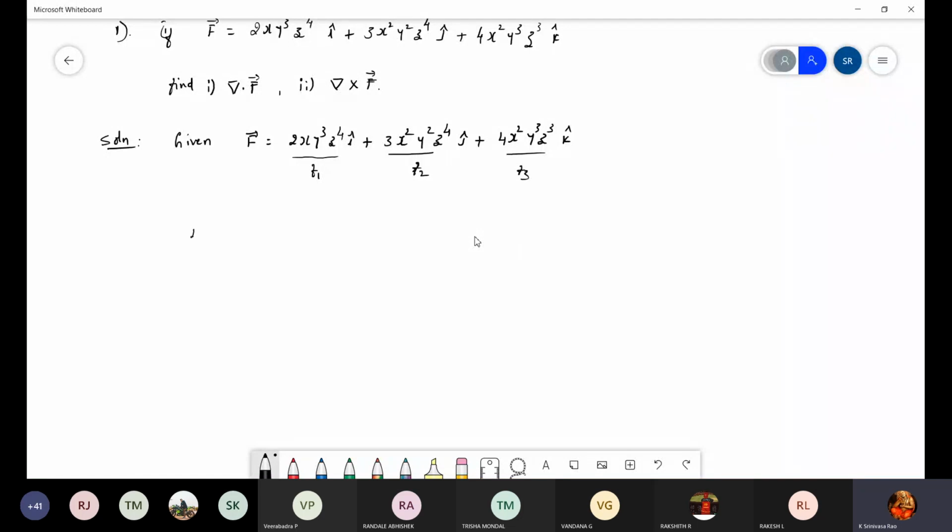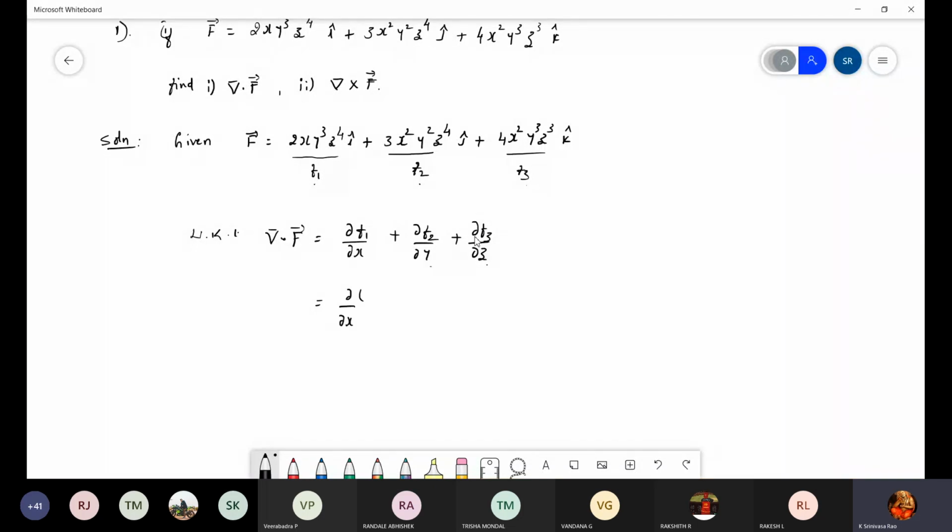We know that del dot f equals dou f1 by dou x plus dou f2 by dou y plus dou f3 by dou z. You have to differentiate the first component with respect to x, the second component with respect to y, and the third component with respect to z. Now, without i, j, k, because it is a dot product, you should be very careful. Now substitute separately.